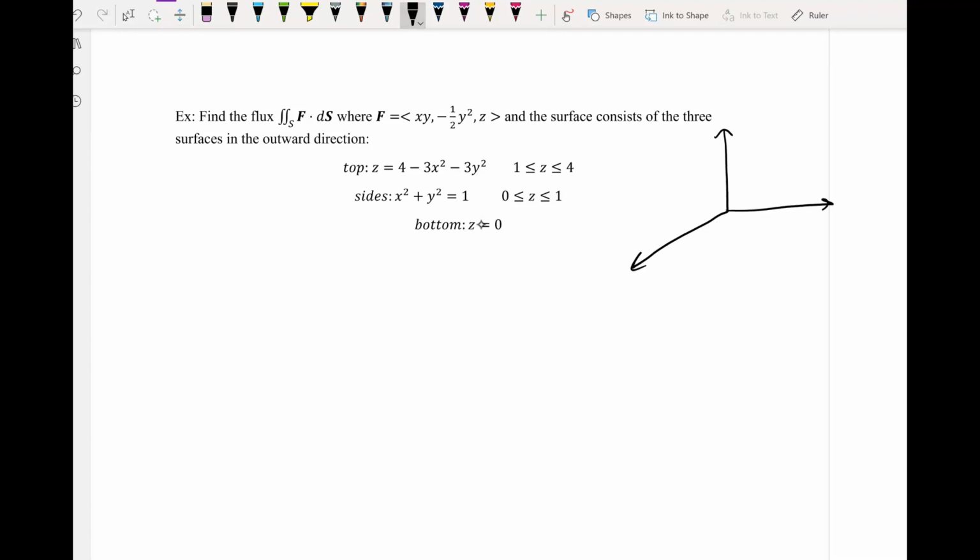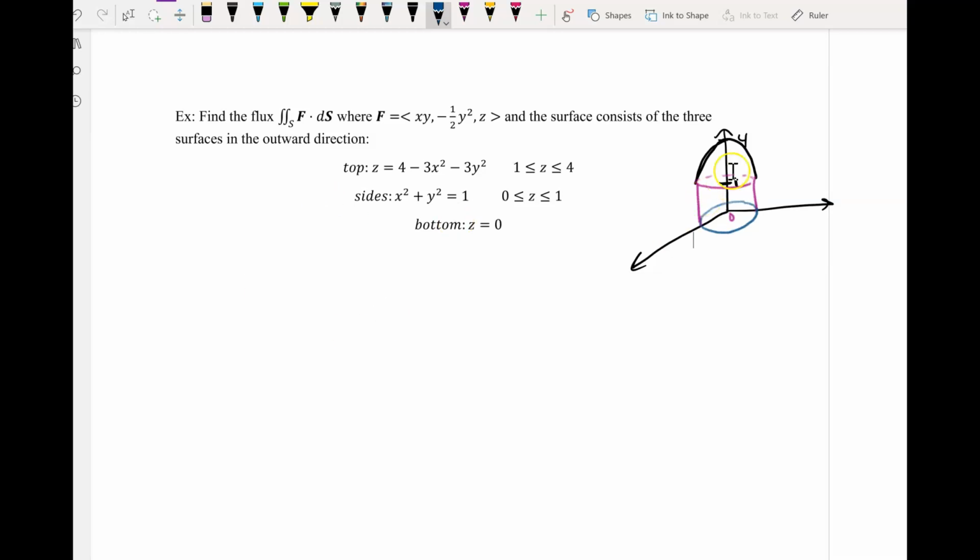So the top is a paraboloid. It goes all the way up to 4. It's going downward, and this is going to be from 1 to 4. So you've got a paraboloid, and it's sad because it's negative. Then from the sides, you get 0 to 1, so from 0 all the way to 1, you get a cylinder of radius 1. And then the bottom, you get z equals 0, which is basically just the base itself.